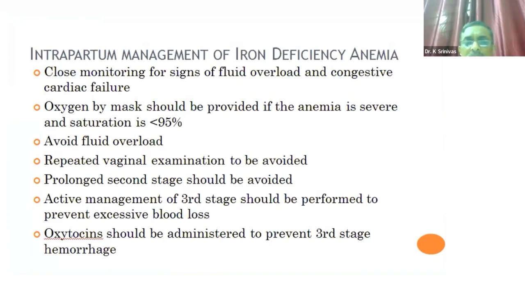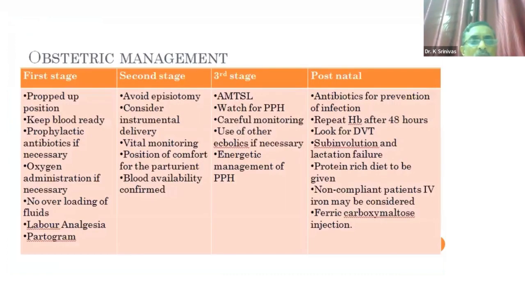Active management of the third stage of labor should be performed to prevent excess blood loss. Oxytocics should be administered to prevent third stage hemorrhage. So just to summarize what we do obstetrically: first stage, propped up position, keep blood ready, prophylactic antibiotics, oxygen if necessary, don't overload with fluids, reduce her anxiety by giving labor analgesia, and don't forget to plot a partograph, very, very important. Second stage, try to avoid episiotomy because that blood loss also may not be tolerated.